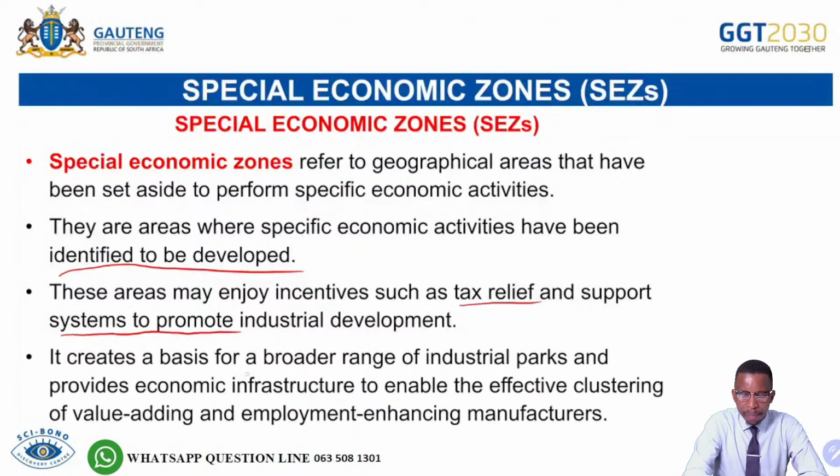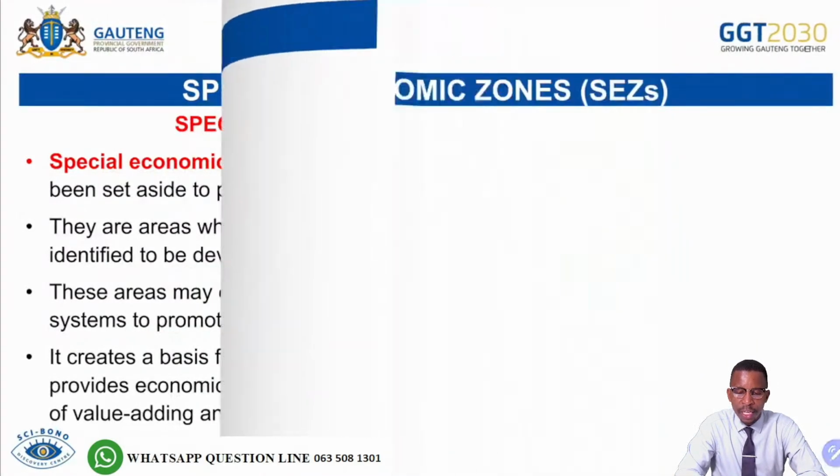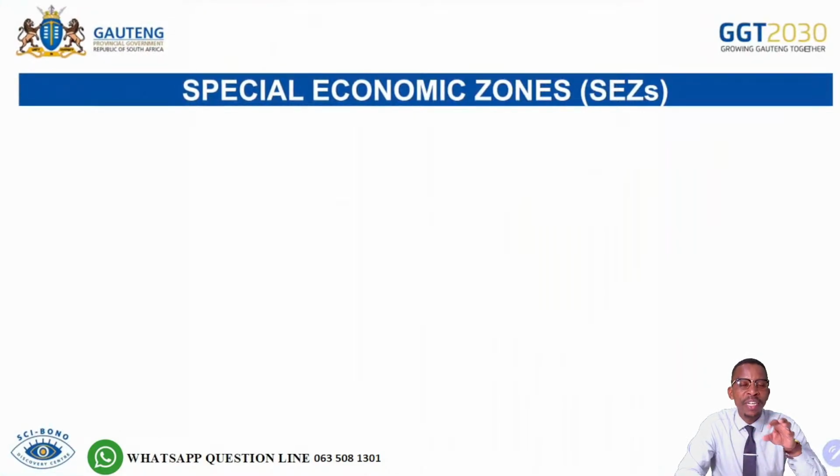So it creates the basis for a broader range of industrial parks and provides economic infrastructure to enable the effective clustering of value, aiding employment and enhancing what we call manufacturers. So there are so many incentives awarded or given to businesses under SEZ than those that are investing in the ITZ.